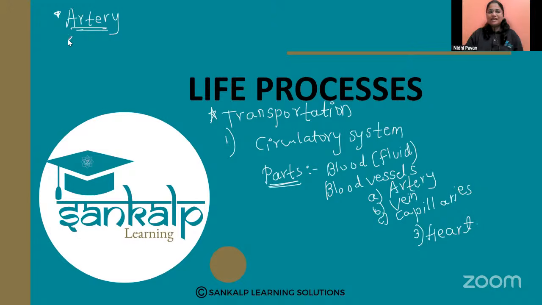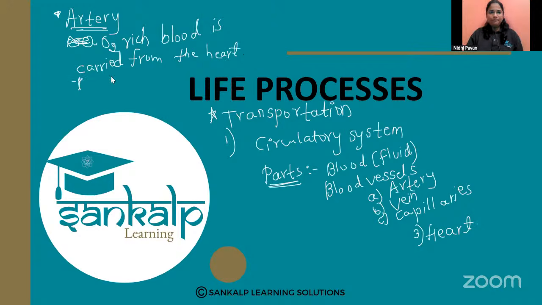So Atish gave an answer as blood from the heart. Then Mutteswamy answered as oxygenated blood. So let us combine. Oxygen-rich blood is carried from the heart to all parts of the body. Right? To all parts of the body. Then this is about arteries.